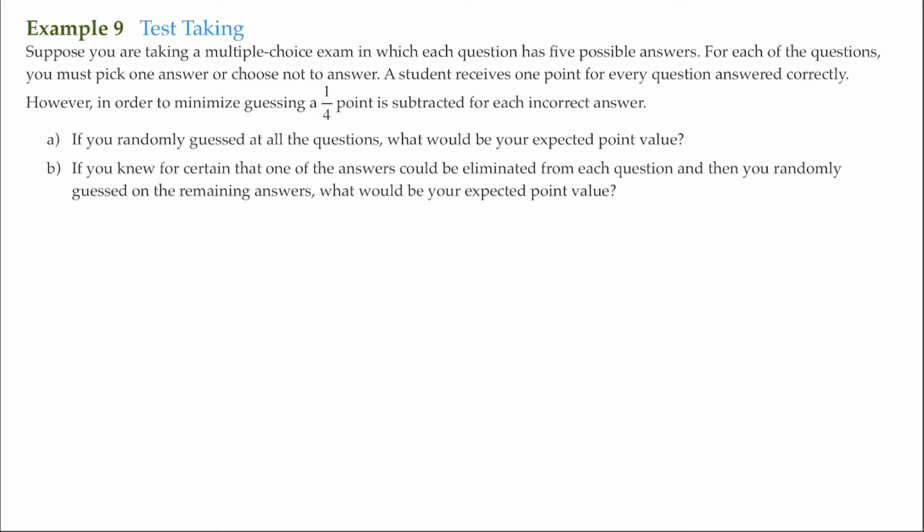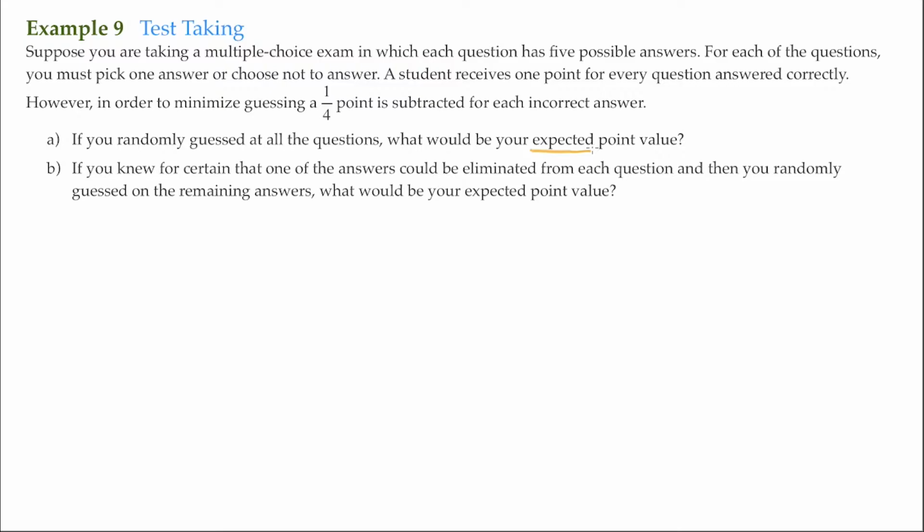And then we have these 2 questions here. If you randomly guessed, we'll just start with A. If you randomly guess at all the questions, what would be your expected point value? So again, we have an expected value here. What can we expect in the long run as you do a test like this? And you should always carefully read through these so that you're sure on what's going on.